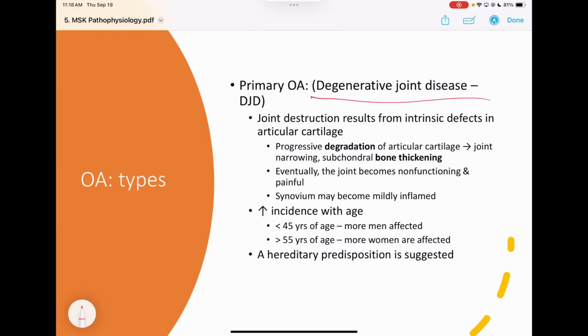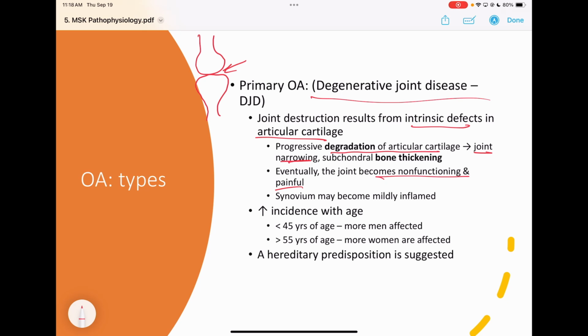Primary osteoarthritis involves intrinsic defects in the articular cartilage. So we get degradation of the articular cartilage and joint narrowing, so that space gets very narrow between the bones, joint space narrowing. Bones are getting close to touching. Eventually, the joint becomes non-functioning and very painful.